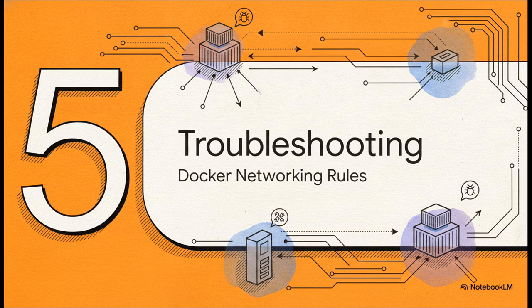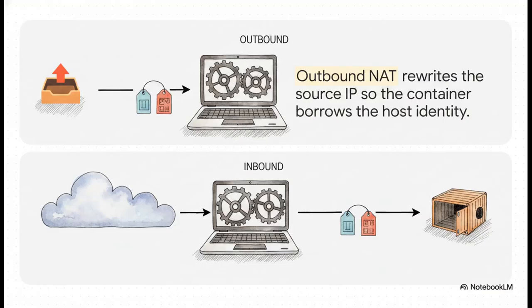Let's wrap this up with Section 5, Rules of Docker Troubleshooting. And this brilliantly illustrates the whole system coming together. It really all comes down to two simple concepts, where your host machine acts as the ultimate middleman translator. For outbound traffic, NAT rewrites the source IP. The container quietly borrows your laptop's identity to talk to the internet.